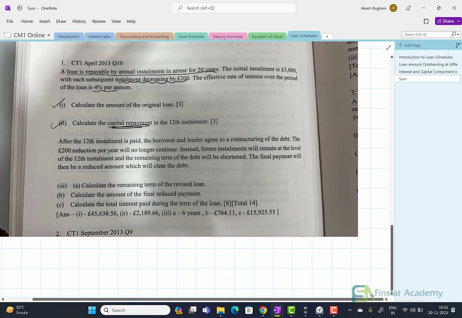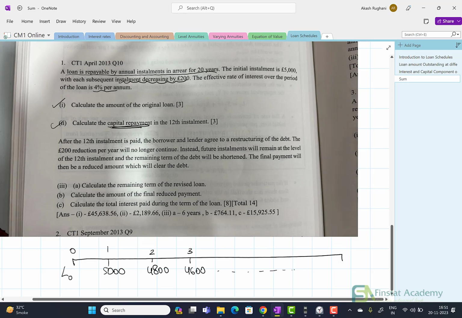So first I'll draw my timeline. At time 0, there is some amount borrowed. I don't know that amount, so I'm putting that at L0. The first installment is 5,000, and after that every installment decreases by 200. So the second installment will become 4,800. The third installment will become 4,600, going on for a period of 20 years.